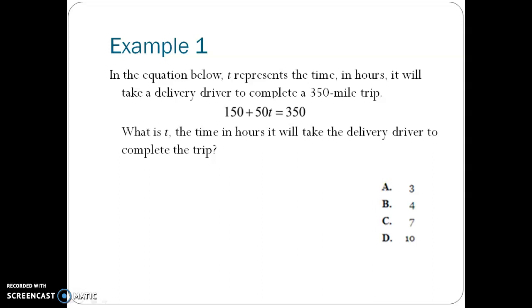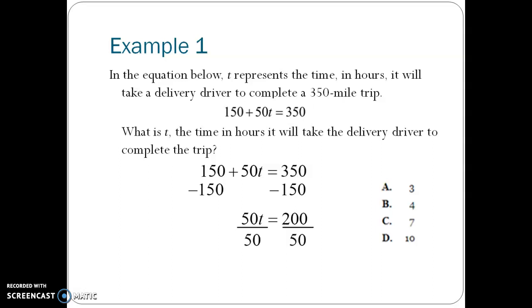So we can start off by subtracting 150 from both sides. And that way we're undoing this 150 that's being added to the left-hand side. So that leaves us with 50t equals 200. And now again, we want to undo the operation next to the t. So right now it's 50 times t. So to undo the multiplication, we're going to divide both sides by 50. After dividing both sides by 50, that leaves us with t equals 4. So the time t in hours it will take the delivery driver to complete the trip is going to be 4. So that looks like our answer is B.